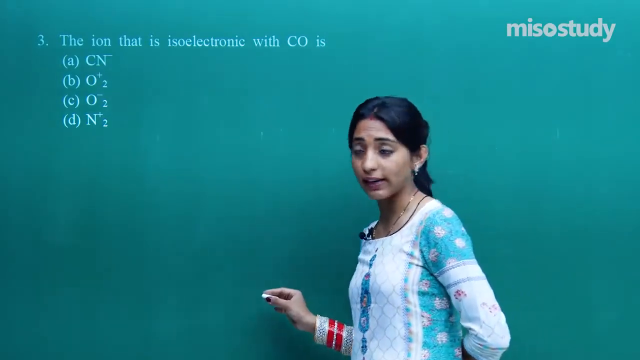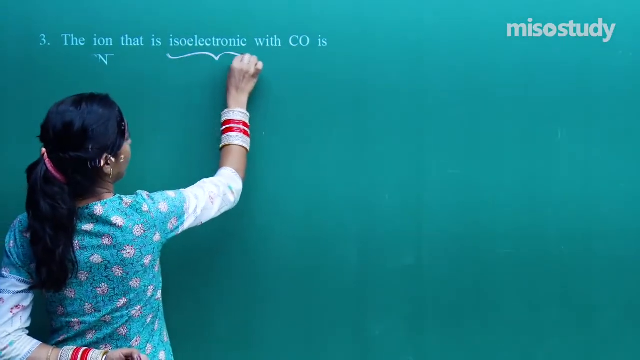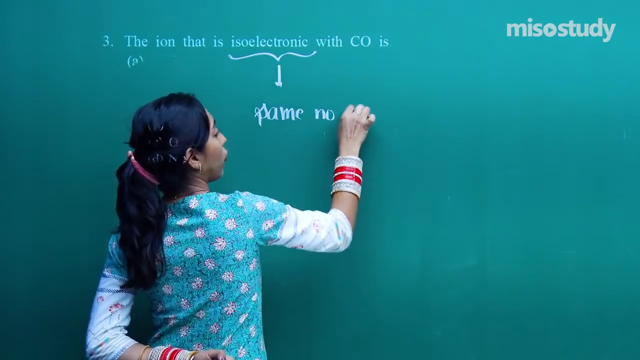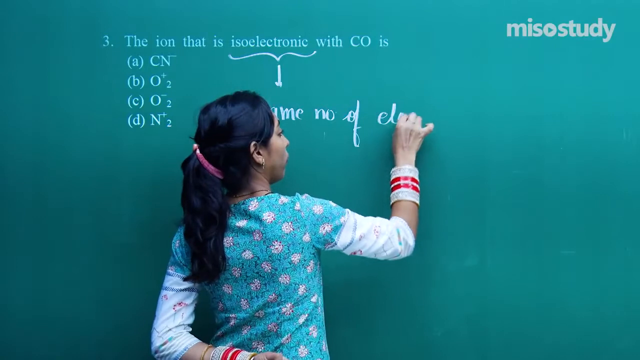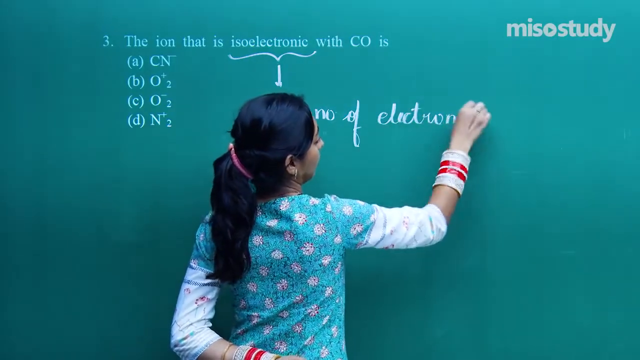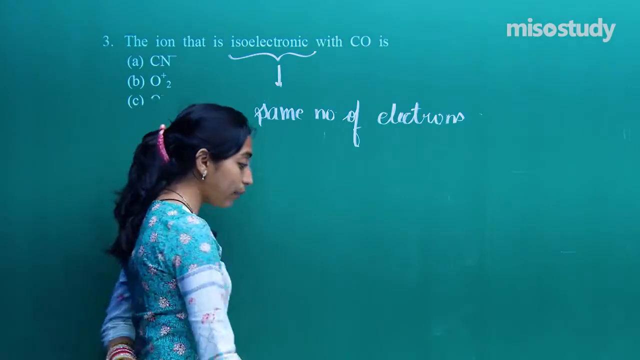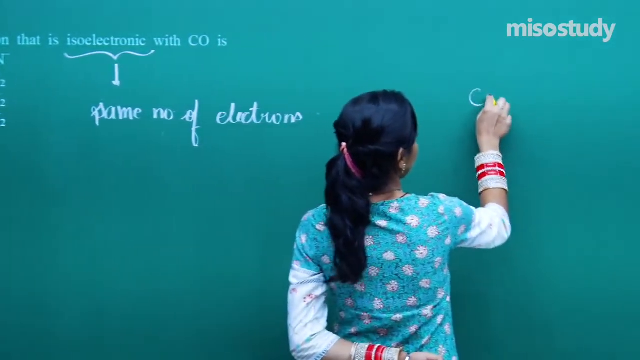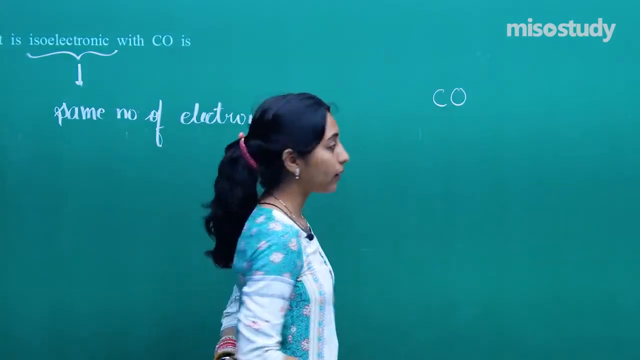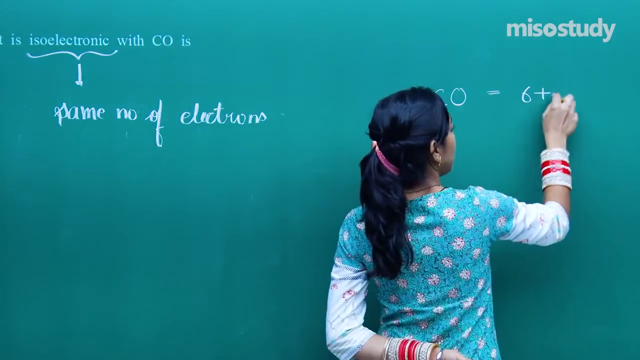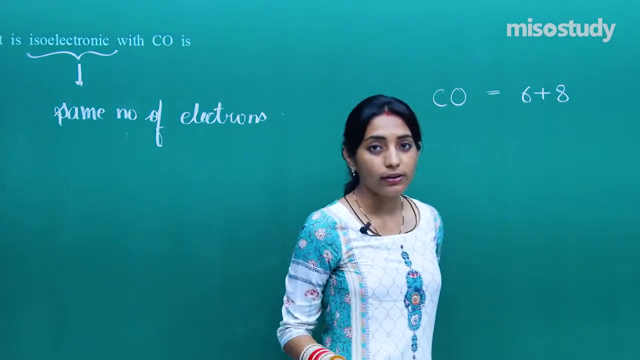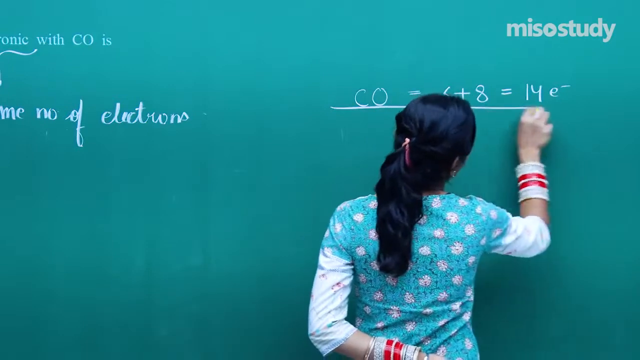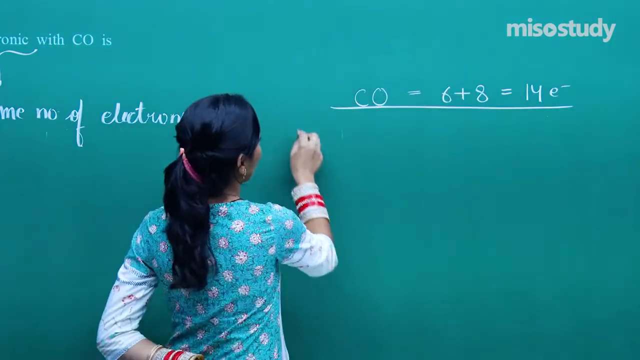with carbon monoxide. So first of all, since I am talking about isoelectronic, that means I am talking about the compound or the molecule having the same number of electrons. So whichever species will be having the same number of electrons as CO will be isoelectronic. Let's do the calculation. Consider carbon monoxide. So carbon is having a total of 6 and oxygen is having a total of 8. So 8 plus 6 is 14.